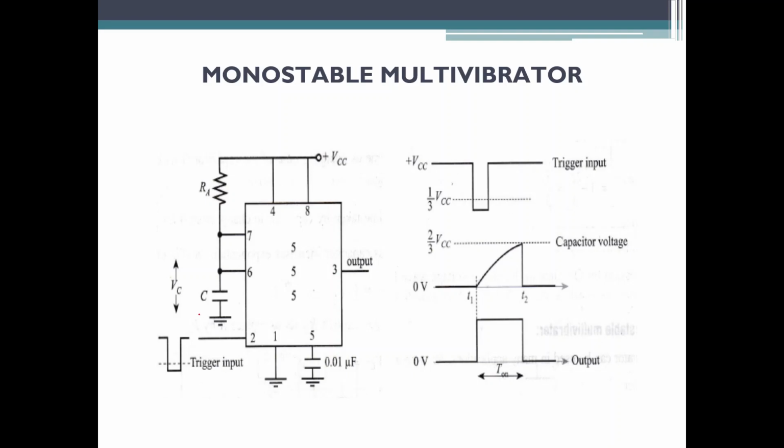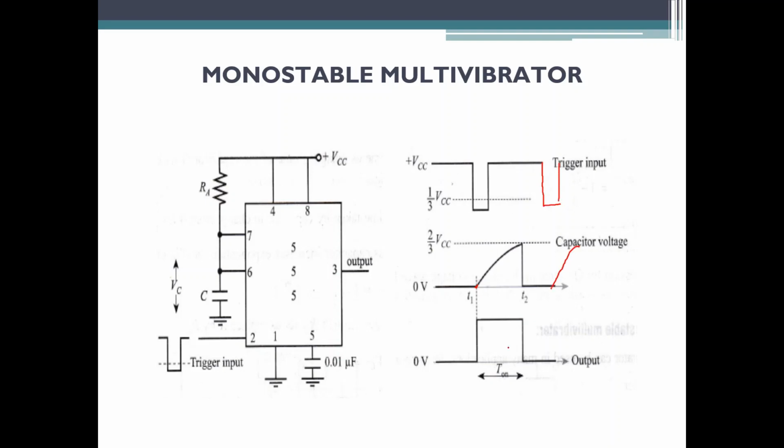Once the capacitor charges to 2 by 3 VCC, again the transistor is turned on and it is getting bypassed. See here, you can see, this is the trigger input. Once the trigger input reaches 1 by 3 VCC, your transistor is turned off and the voltage from VCC will be flowing to the capacitor, making your capacitor charge. Your capacitor charges to 2 by 3 VCC. Once it charges to 2 by 3 VCC, it will discharge. Once it discharges, you need to apply one more trigger input here, and it will start to charge again.